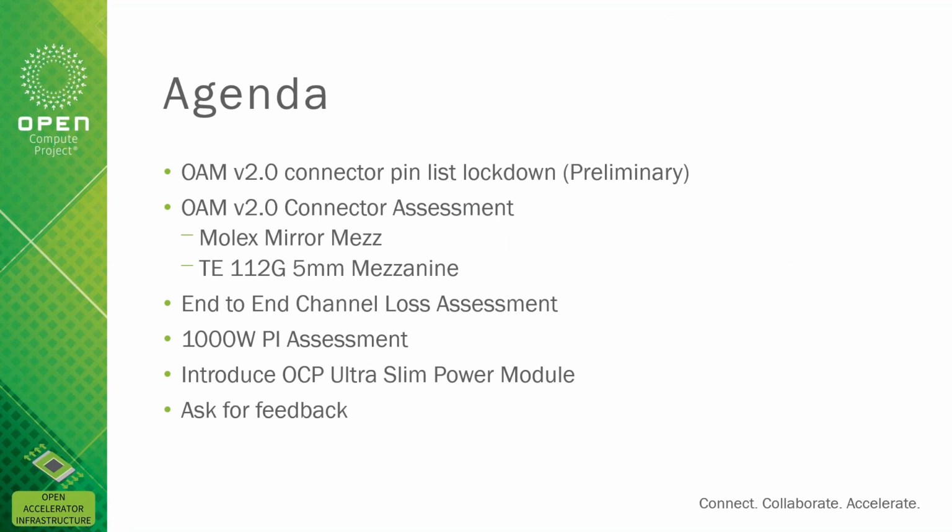All right. So today we're going to give some update on the OEM 2.0 development, and we're going to talk about some of the connector pin list lockdown. Also we have access to the connector from two different vendors, one is Molex and the other is TE, for the 112 gig OEM to UBB interconnect. We also did some end-to-end channel loss assessment. Besides that, we also take a quick look at the 1000 watt PI assessment from the UBB to the OEM through the connector. And last, I think Whitney is going to talk about the OCP Ultra Slim Power Module.